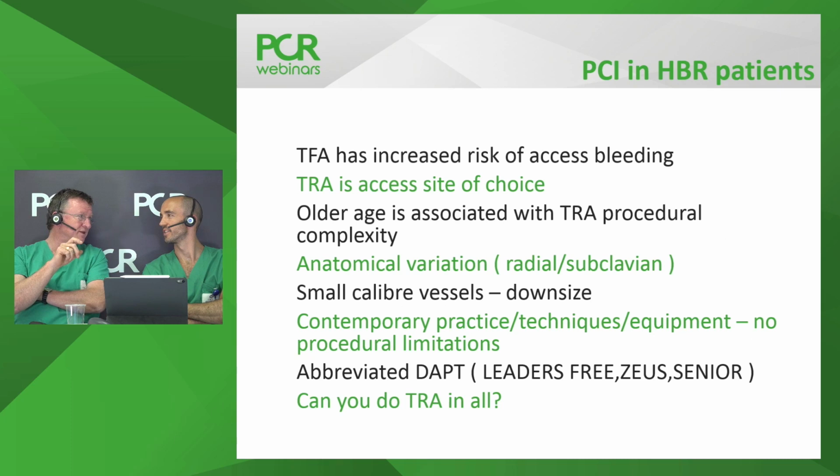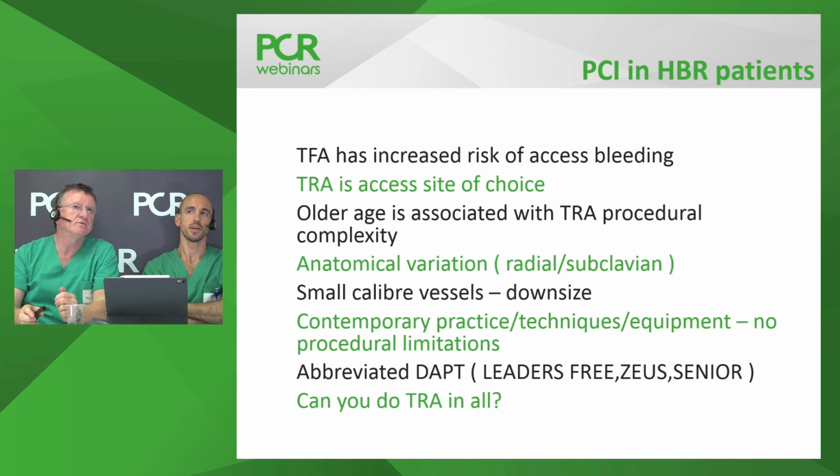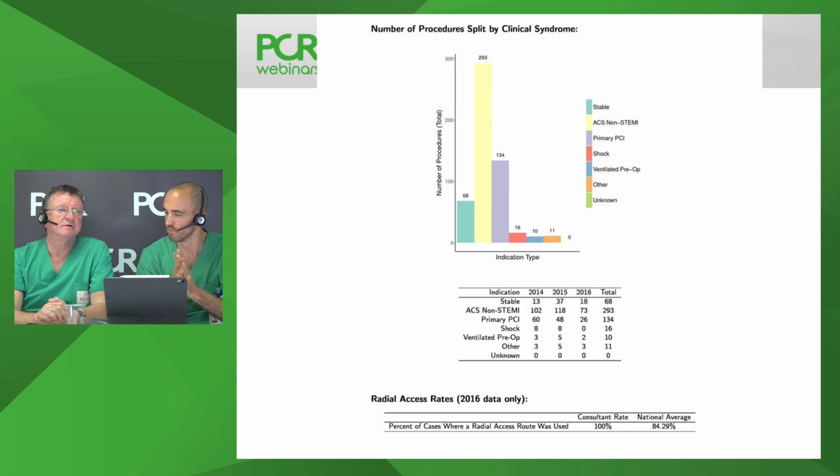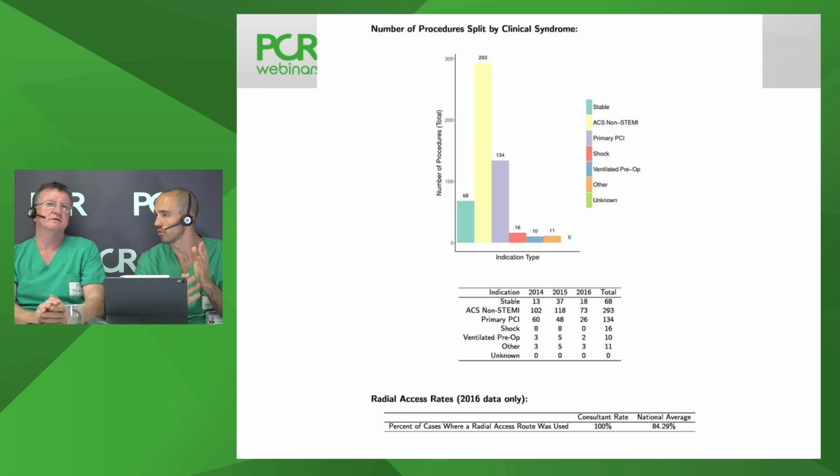Can you do radial access in all? In the institution here, do you know what the radial access penetration rate is for your cases? What proportion of the cases are done radially here? It depends, but most of the time, maybe 80%, 85%. If the diagnostic shows very tortuous or painful access, calcification, and you need more support, or a very good access, I will prefer femoral access. Quicker, safer, and I will use a closure device at the end.